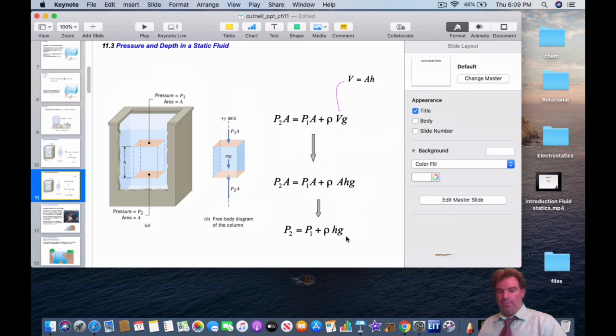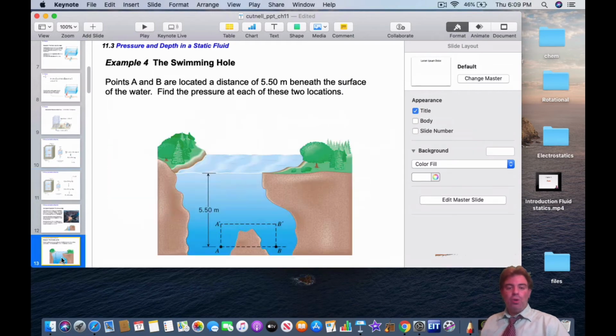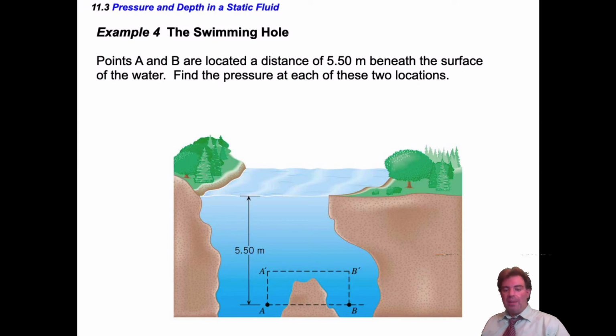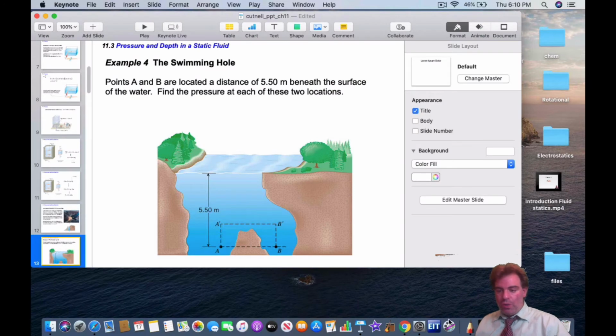So now, let's solve our first problem. We have points A and B, as you can see over here at the bottom, located at a distance of 5.50 meters beneath the surface of the water. And we have to find the pressure at each of these 2 points. Note please that A and B are both the same distance below the surface of the water. So now, let's go into our sketch pad.